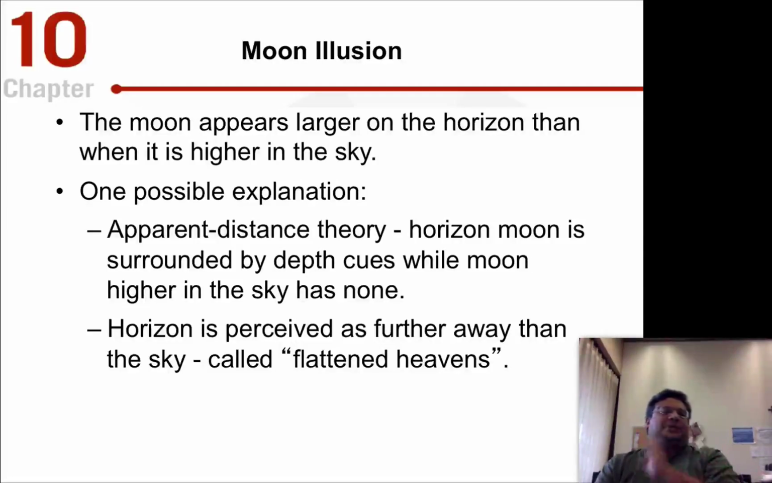Well, one of the possible explanations for that is the apparent distance theory. When the moon is next to the horizon, it's next to distance cues. It's the horizon itself, any buildings that are on the horizon, and trees and objects that are going toward the horizon. So when the moon is close to the horizon, the distance cues that are present may give the impression or the illusion that the moon is actually bigger than it is, that it's closer to us than it is.